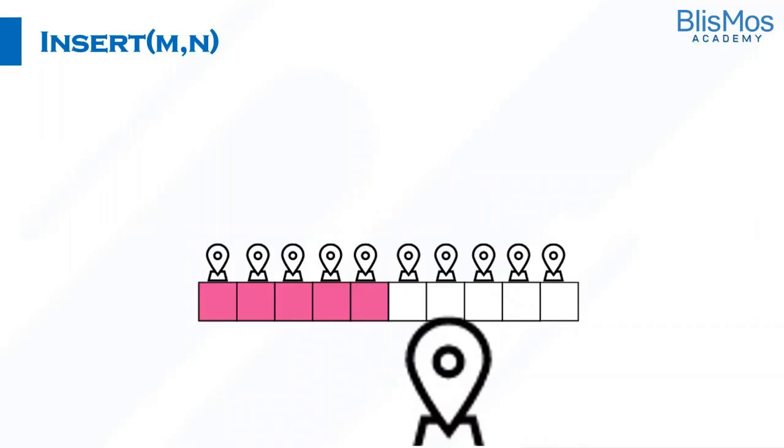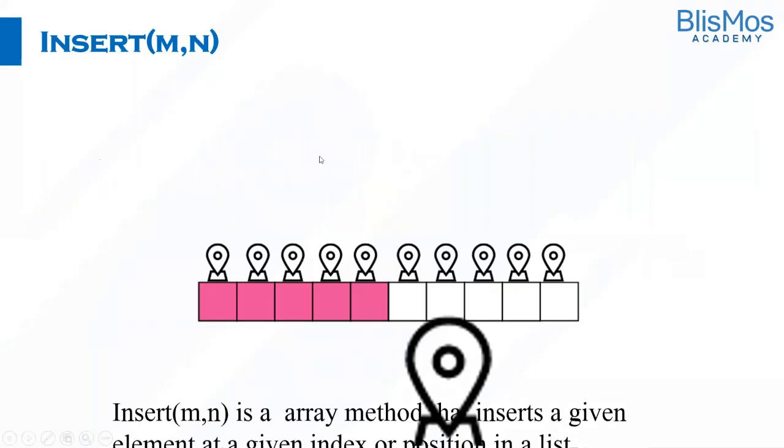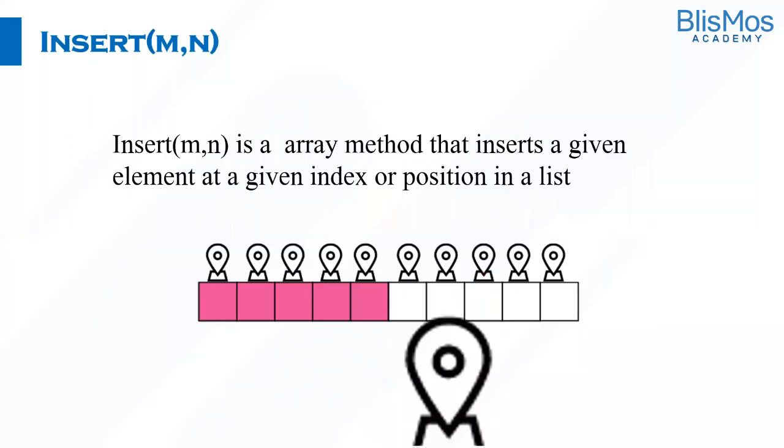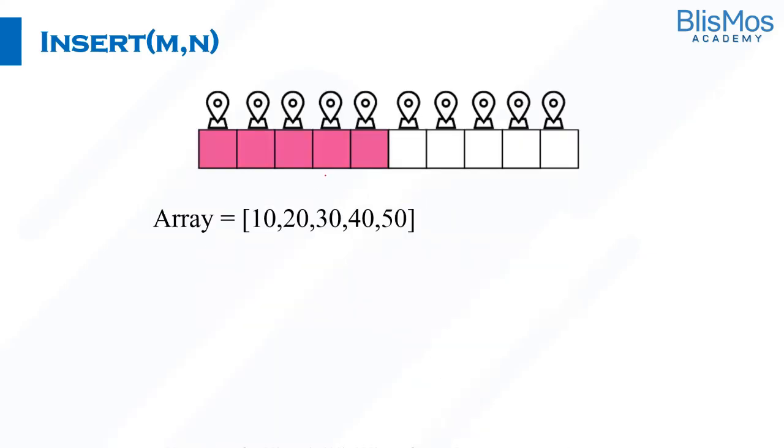What if I want to add a specific element at a specific place? Then append and extend wouldn't do the job. That is where insert comes into the picture. Insert is an array method that inserts a given element at a given index or position in a list. Let us say the array has elements 10 to 50.